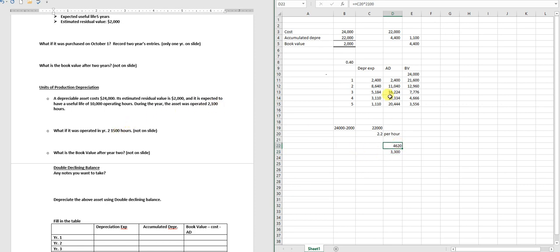Okay, so my book value is cost, so 24,000 cost minus accumulated. My accumulated is 4,620 and 3,300. So cost minus accumulated is 16,080. So again, it's my cost minus my accumulated depreciation, 16,080.